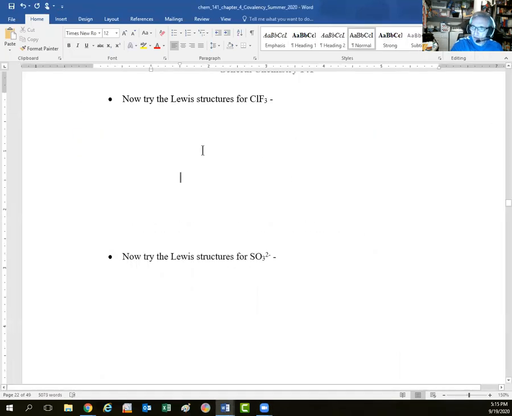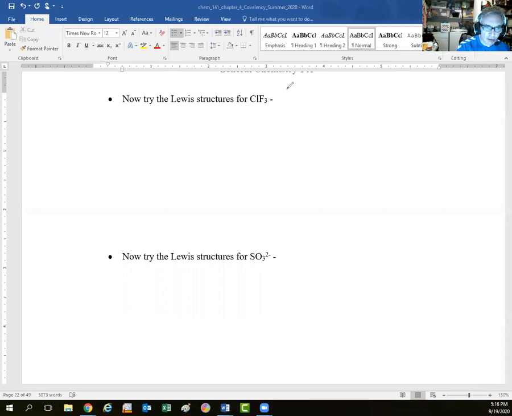So next example, now your notes have the actual answer already written there, but I thought it'd be more useful to actually build up and work through that answer together. So with the chlorine trifluoride, we get an electron count going.